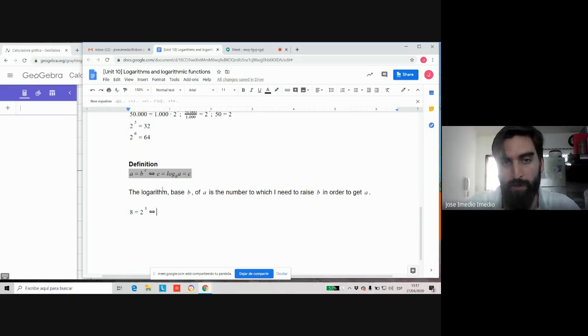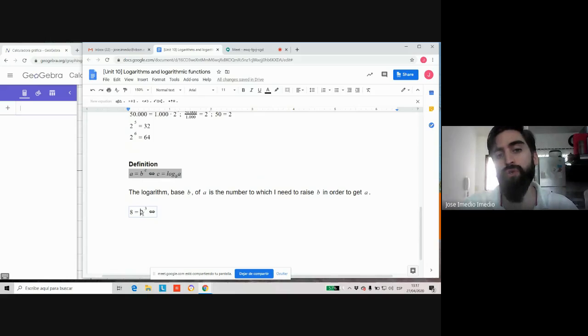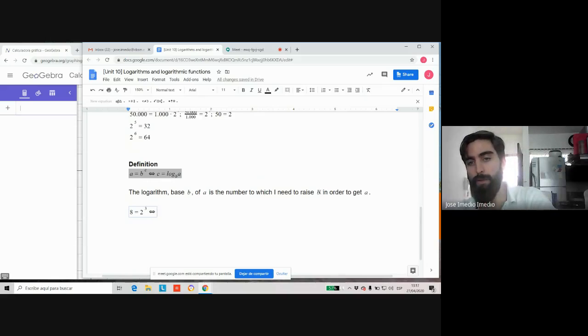The logarithm base b of a is the number to which I need to raise b in order to get a. Okay, sorry, I had already written that. It was here, perfect. So 8 equals 2 raised to the third power, right? Then this means that the number to which I need to raise b in order to get a is c.